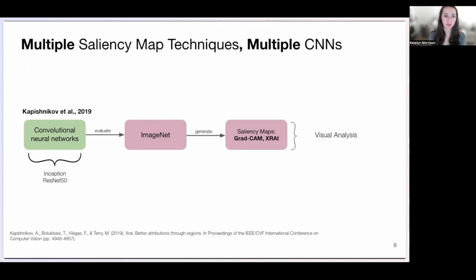Another study proposed a new saliency map technique, XRAI, and visually compared it to GradCam for two different CNNs. Their visual analysis was to showcase simply how the XRAI technique and GradCam capture different regions of the image. So while studies in the past have evaluated one architecture with multiple saliency map techniques, or multiple models of the same type of architecture with one saliency map technique, none of them, to our knowledge, evaluate different types of architectures with multiple saliency map techniques and compare them to human perception.